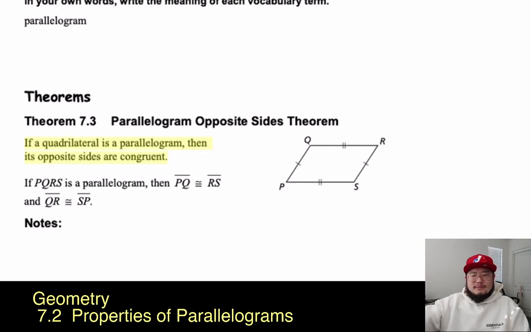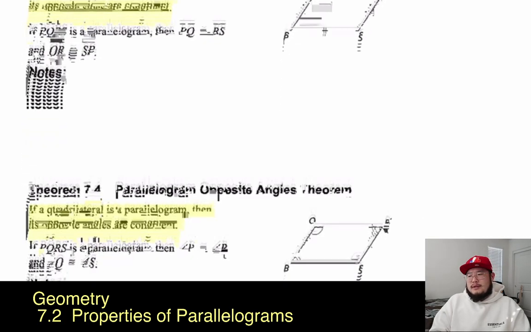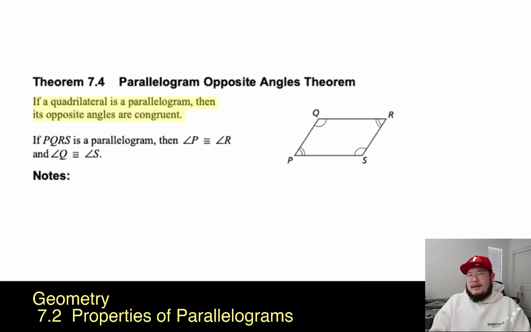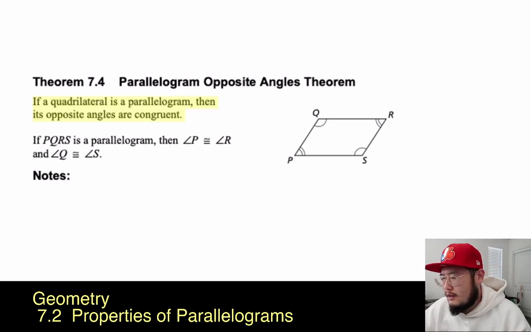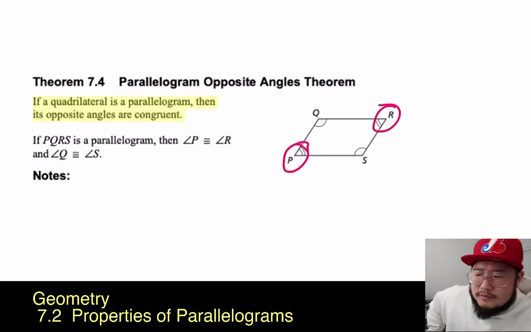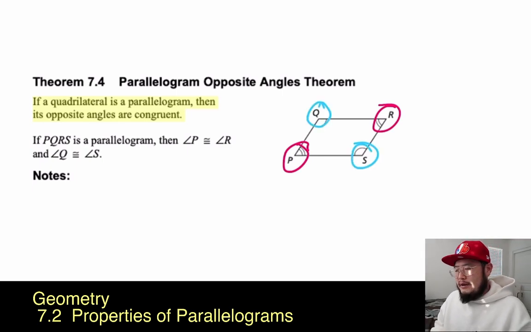Pretty simple, right? Let's take a look next up at 7.4. We have the parallelogram opposite angles theorem. It says if a quadrilateral is a parallelogram, then its opposite angles are congruent. So you can see that angle P right here is congruent to angle R. Angle Q is congruent to angle S. Okay, so opposite angles right here are congruent in a parallelogram.